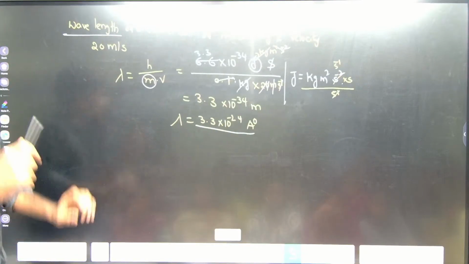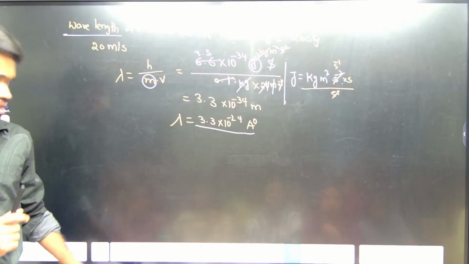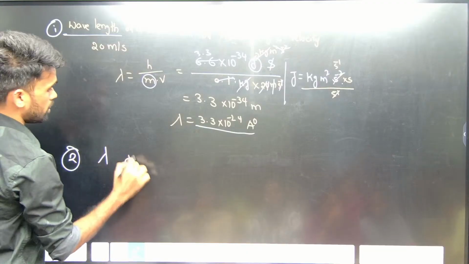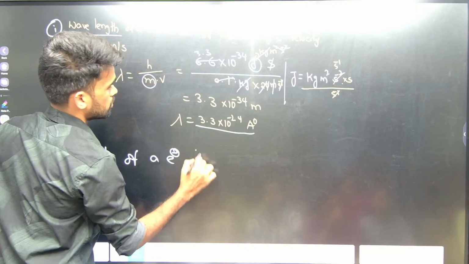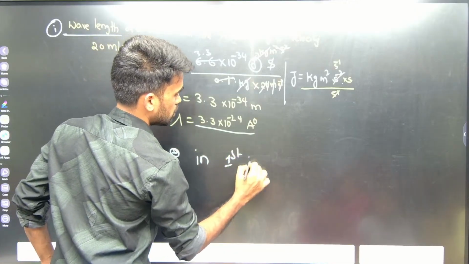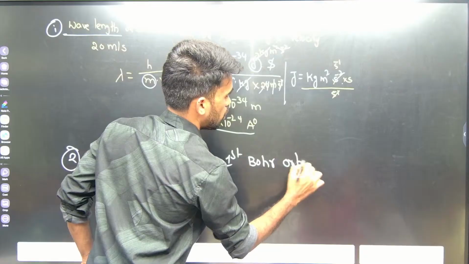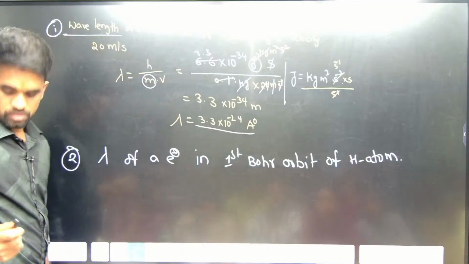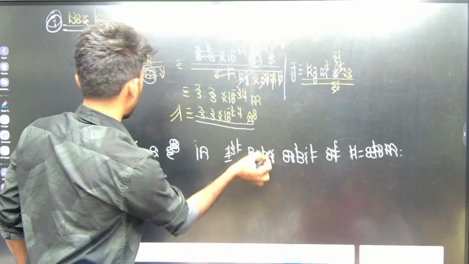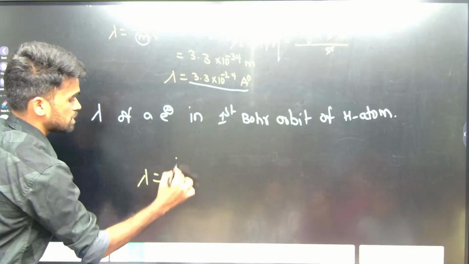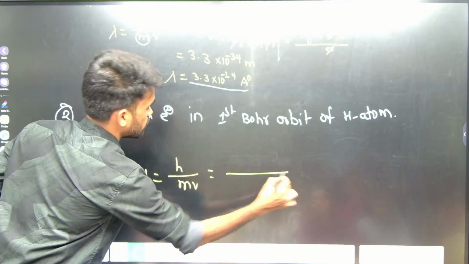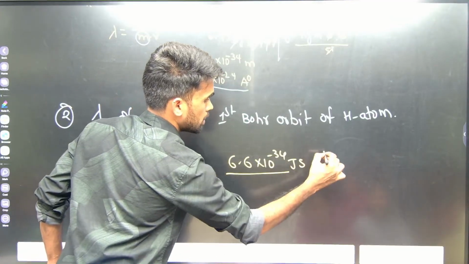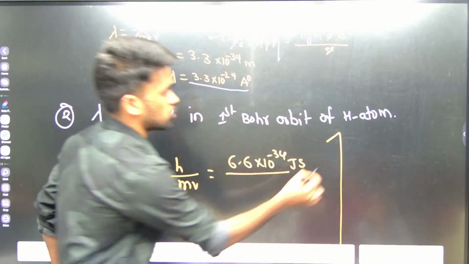So we'll take one microscopic particle, like an electron. This was the first question. Second one: lambda of an electron in the first Bohr orbit of hydrogen atom. How can we find this? Lambda means h by mv. What about h? 6.6 into 10 power minus 34 joule second. Next, what about the mass of the electron?